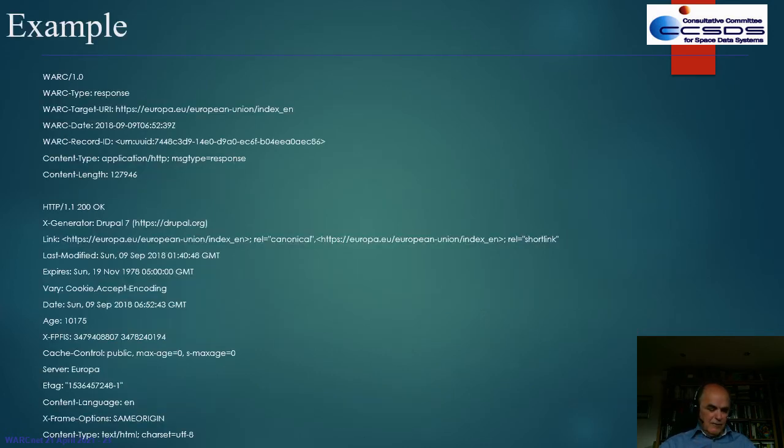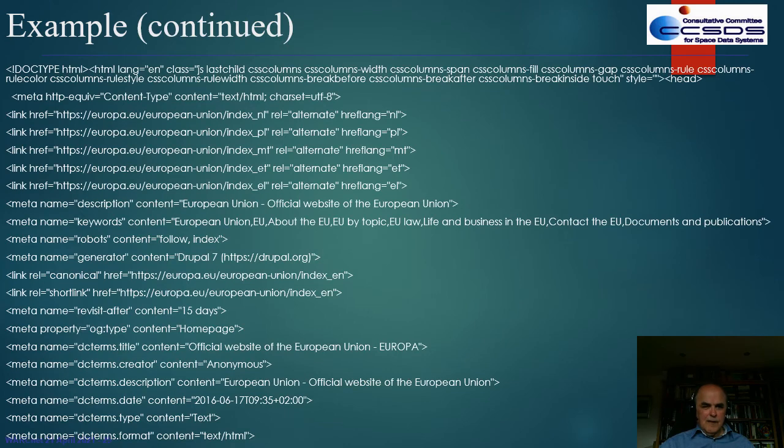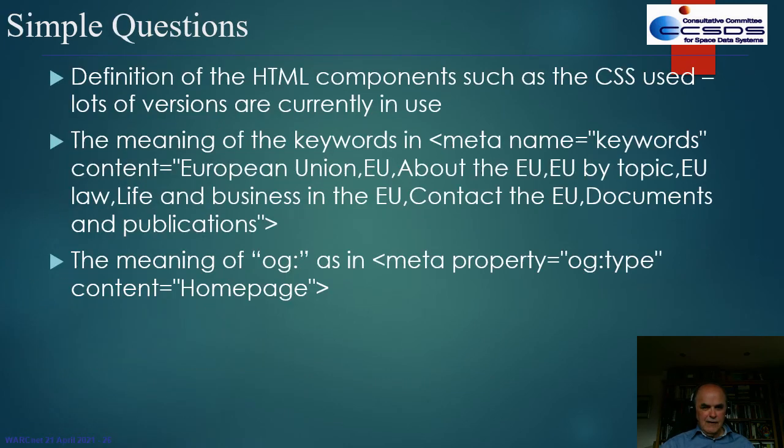Here's an example of an uncompressed WARC file. You can look at the details later, and it continues down. But not all browsers implement every aspect of CSS. What do some of these things mean? Keywords are present but not defined, although clearly we might guess some.